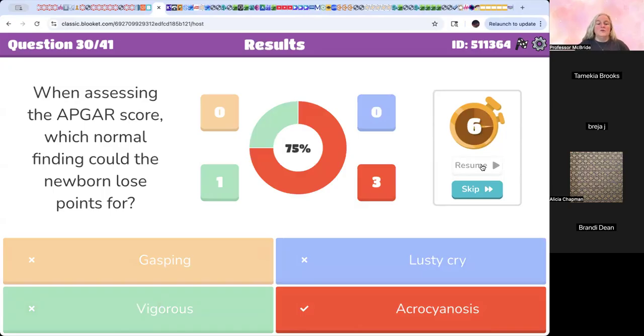Okay, so a normal finding on our APGAR score that causes a newborn to lose points is acrocyanosis. So let's remember for a minute how we do APGAR score, because that's kind of its own whole thing, right? So what are we looking at on an APGAR score?